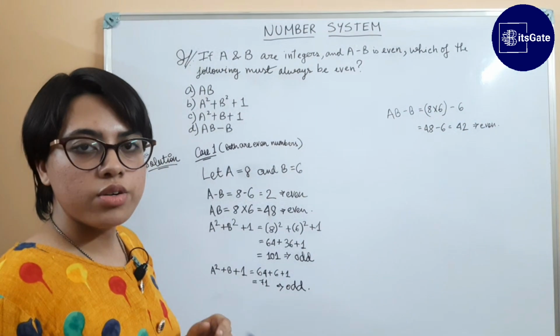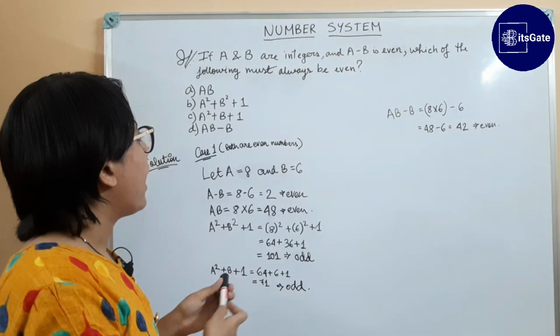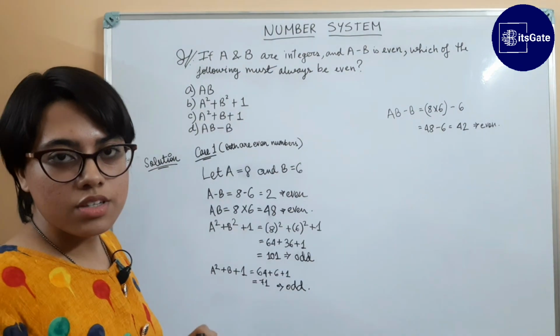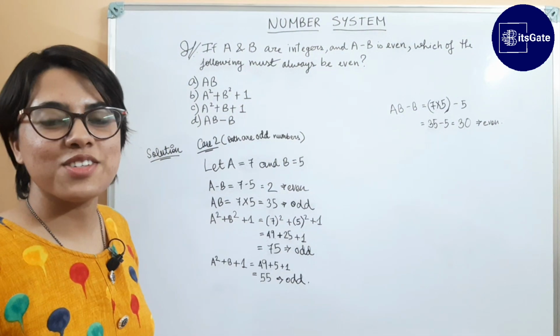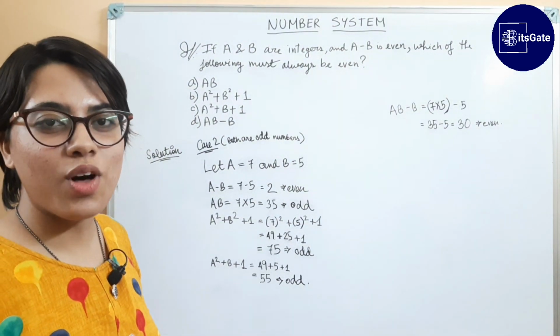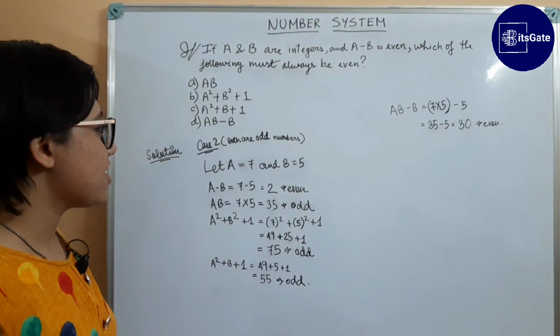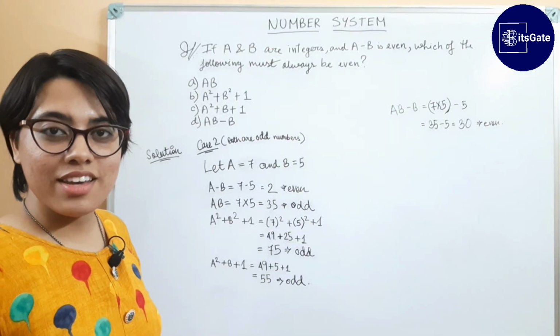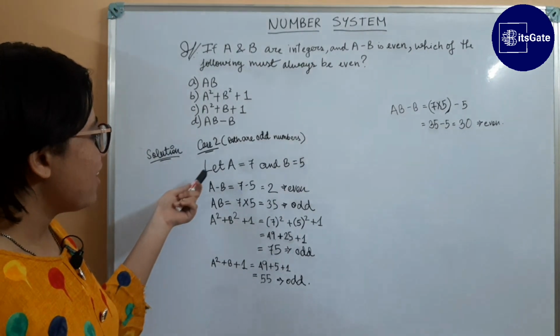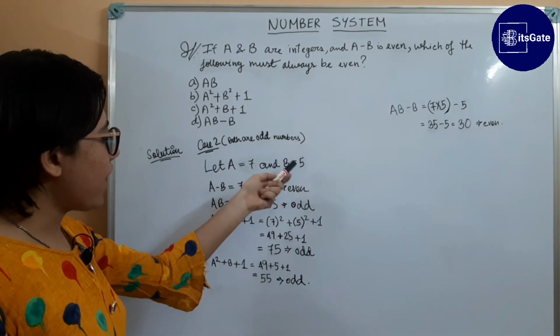So in first case we have got even numbers in just two cases, in ab and ab minus b. Now let's move on to check the other cases and check in which of the options we get even numbers. So now let's move to case 2 of our problem, where we are assuming that both a and b are odd numbers. Let us say a is 7 and b is 5.